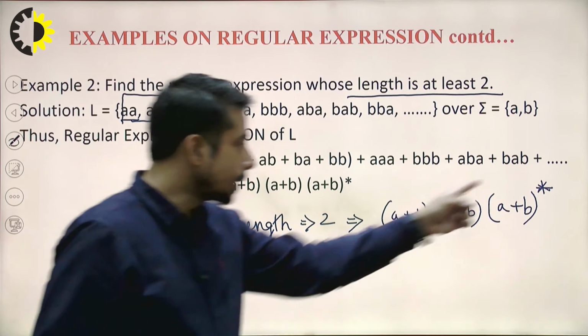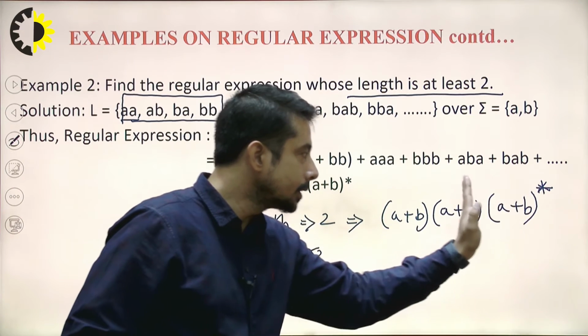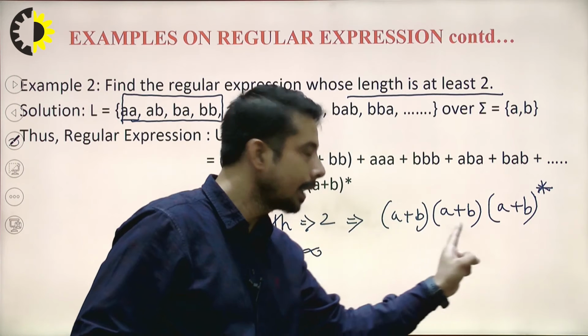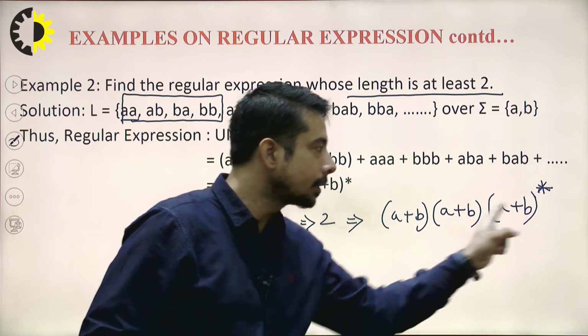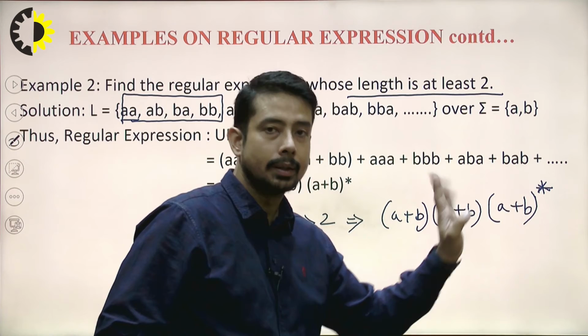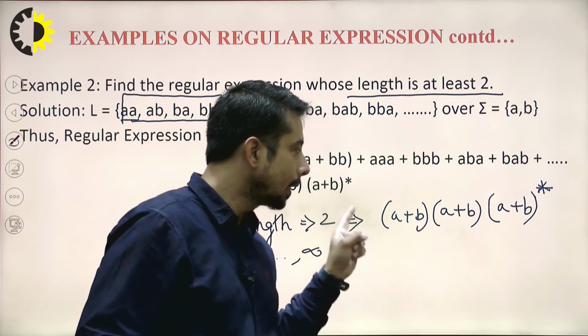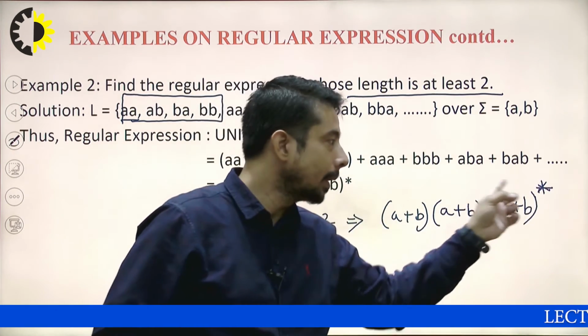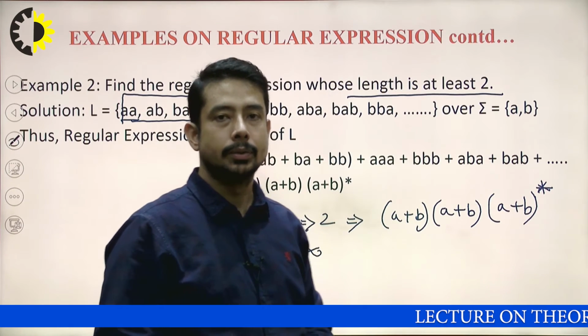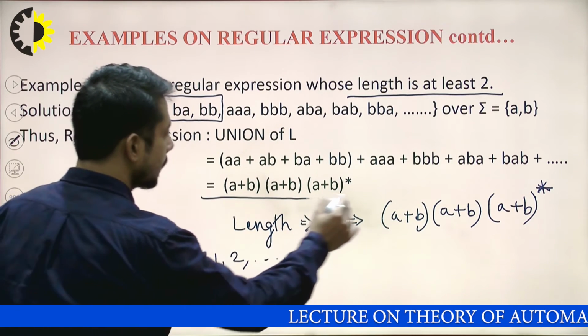Now, if I say asterisk equals 0, then this part becomes 1. Then what is the length? 2. If asterisk equals 1, then length will be what? 1, 2, 3. If asterisk equals 2, then it becomes 1, 2, 3, 4. Now it will keep on going depending on the value of asterisk. So this is the final expression I have also analyzed over here.